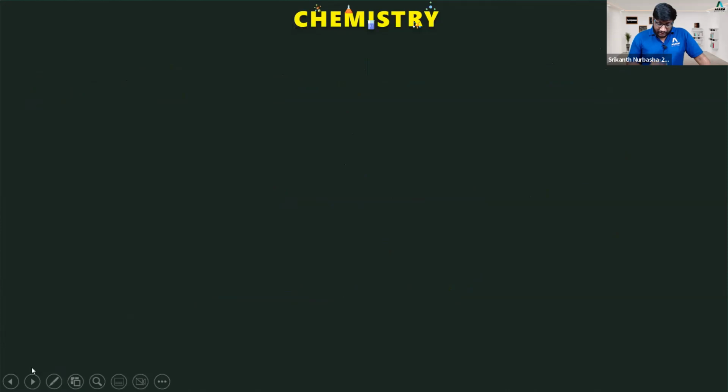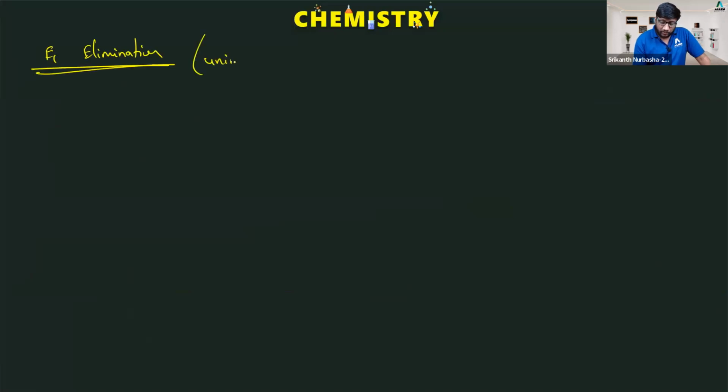So right, students, then comes the E1 elimination. E1 elimination means you can also call this unimolecular elimination reaction. Unimolecular elimination. That means the rate of the reaction depends on one species. The E1 elimination occurs in 2 steps. The E1 reaction occurs in 2 steps.